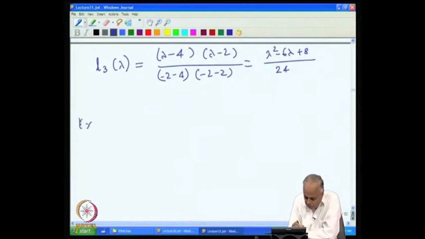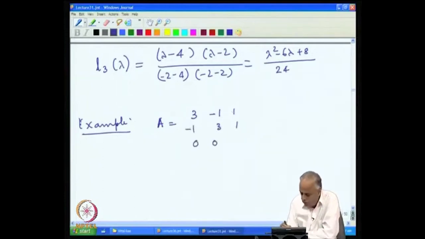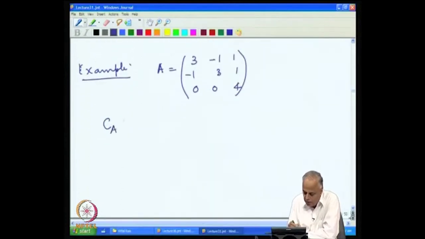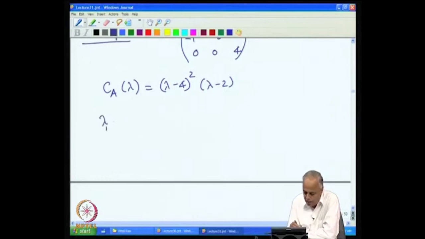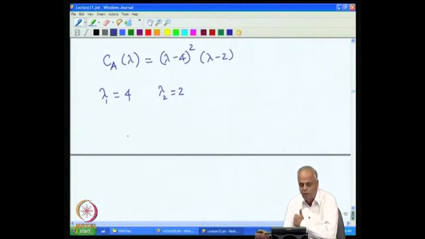Let us look at another example. A is 3 minus 1 1, minus 1 3 1, 0 0 4. This is another example which we have seen in the previous lecture, and we found that the characteristic polynomial is lambda minus 4 the quantity squared into lambda minus 2. Therefore, the eigenvalues were lambda 1 equal to 4 and lambda 2 equal to 2. There are only two distinct eigenvalues now. The eigenvalue 4 repeats twice. So, the distinct eigenvalues are 4 and 2.